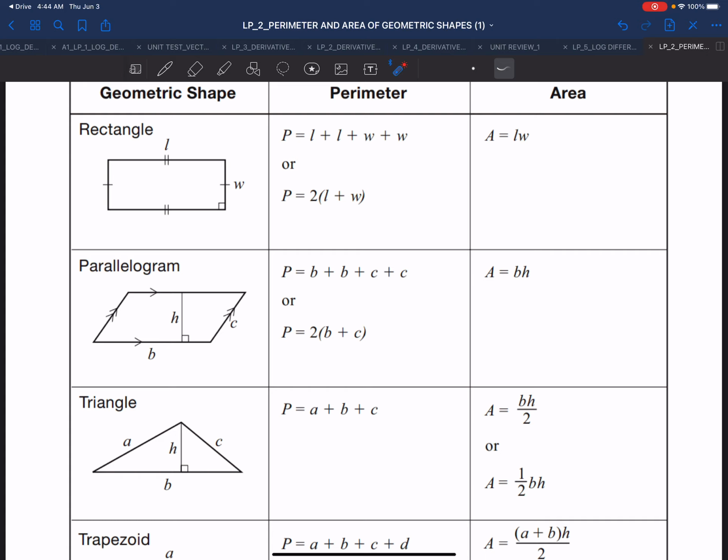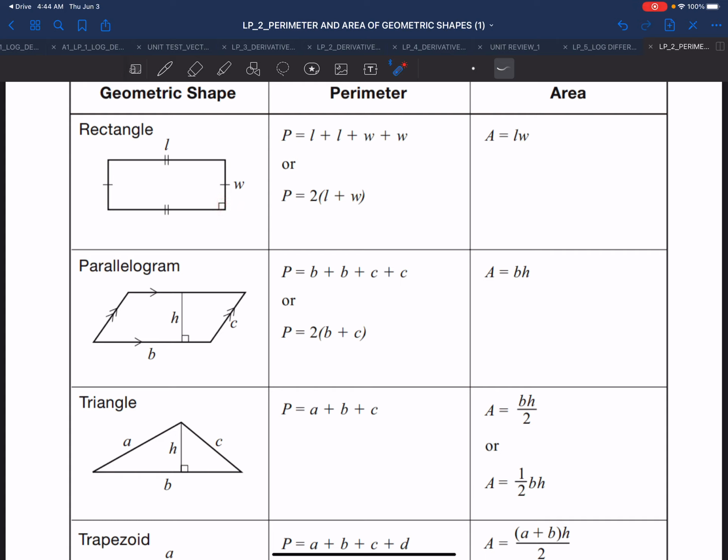The second shape is that of a parallelogram. A parallelogram, just like a rectangle, has four sides, two sets of parallel sides, and this is the second set of parallel sides, and it doesn't have a 90-degree angle like the rectangle does.